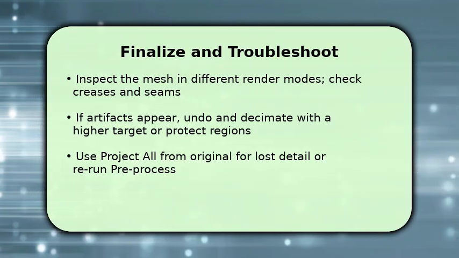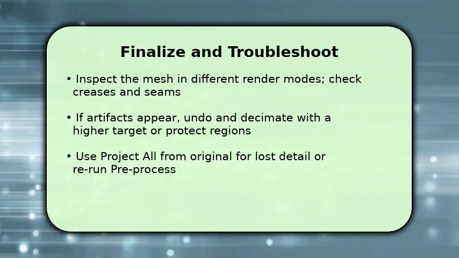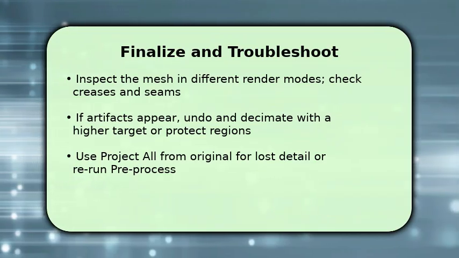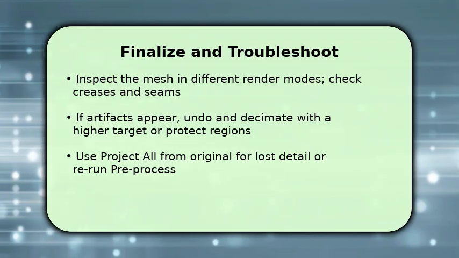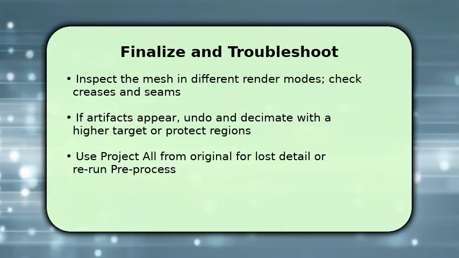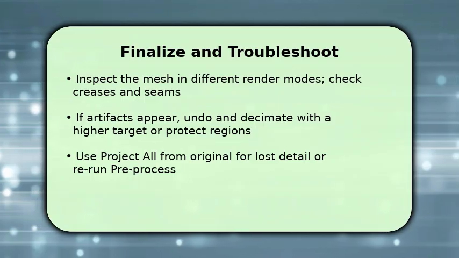If topology shifted too much, import the original, subdivide if needed, and use Project All to transfer high-frequency detail back onto the lower mesh. Finally, save a new version and export the optimized file for downstream use.